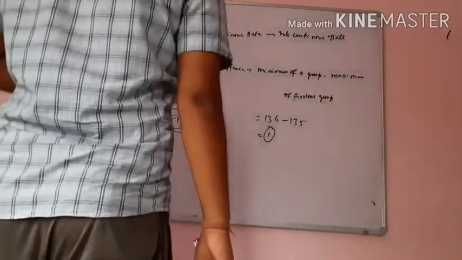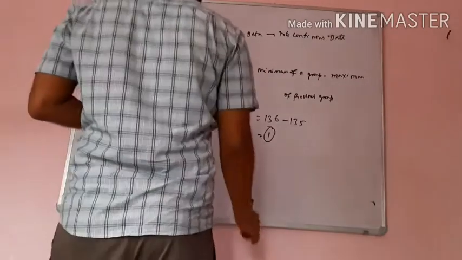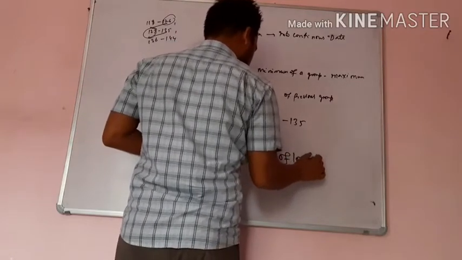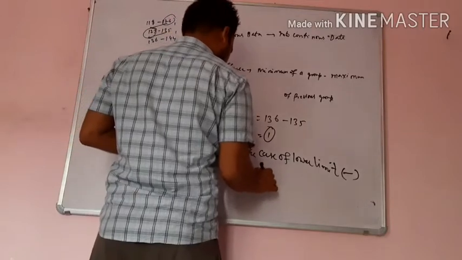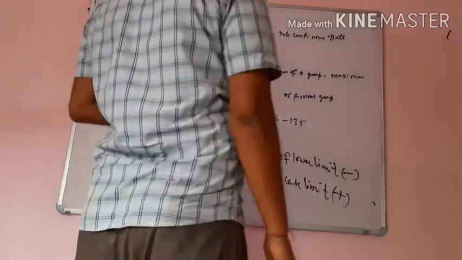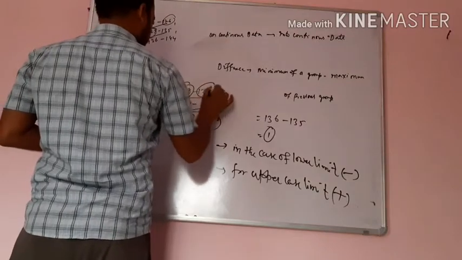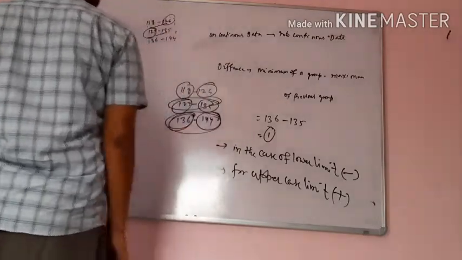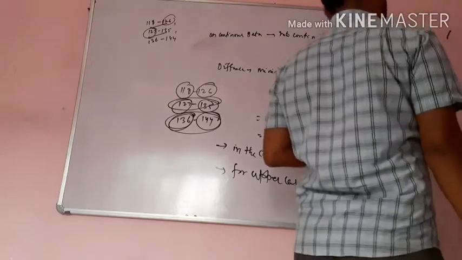Now we will divide 1 by 2 and add that value to the upper limit; in the case of the lower limit, we will subtract. For the upper limit it will be plus, for the lower limit it will be minus. For example, in 118 we will subtract and in 126 we will add, in 127 we will subtract, in 135 we will add, in 136 we will subtract, in 144 we will add. The gap that comes, we divide by 2, and that value we add or subtract.